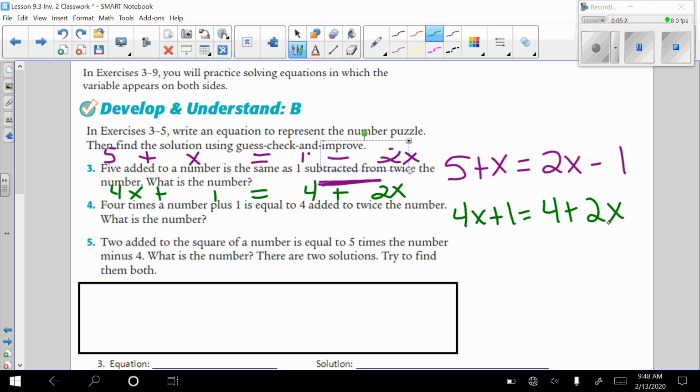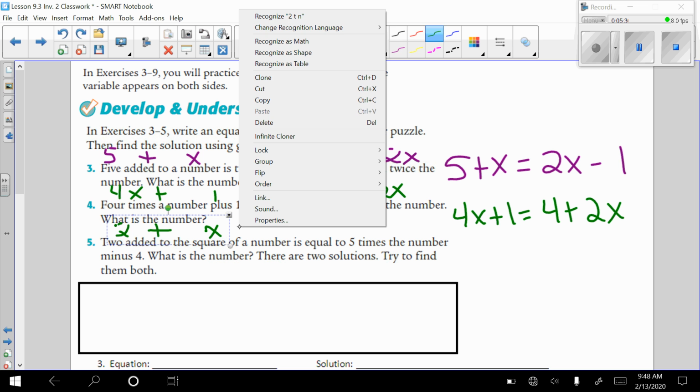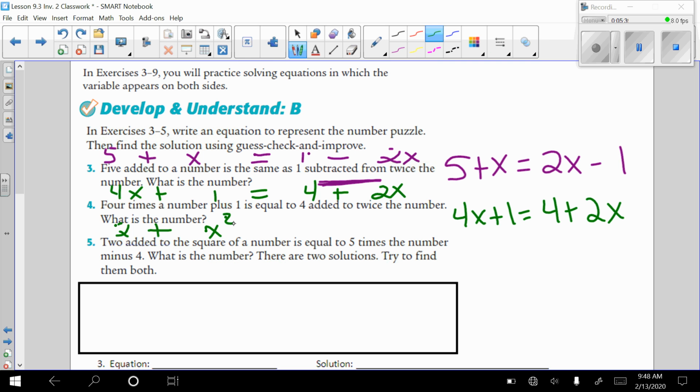The next one is 2 added to the square of a number is equal to 5 times the number minus 4. Well, 2 added to a number squared, so we've got to make sure we get that squared up there, is equal to 5 times the number, make sure you're using the same variable, minus 4. Here's your equation. 2 plus a number squared equals 5 times the number minus 4. Again, make sure you're using the same variable on both sides of the equal sign.